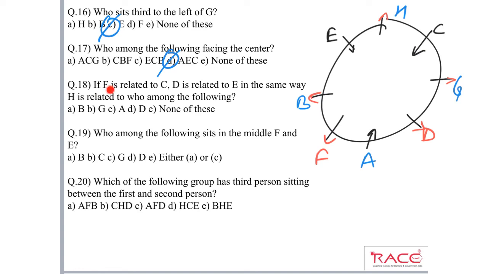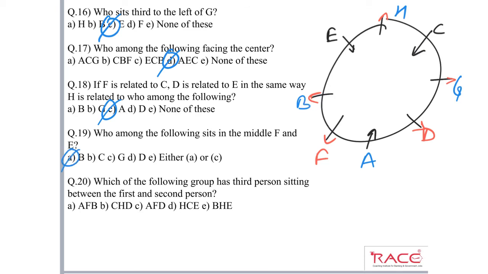Next, if F is related to C, just check. Here we have F and C. How are they related? They are sitting in front of each other. D related to E. Again, D and E are facing each other or sitting in front of each other. In the same way, H is related to A. So what is our answer? Right answer, C. Next, who among the following sits in the middle of F and E? Between F and E, who is sitting? B. So what is the right answer? A.